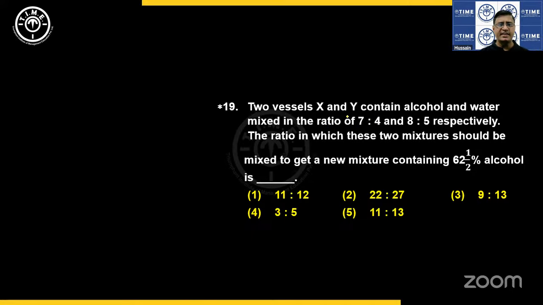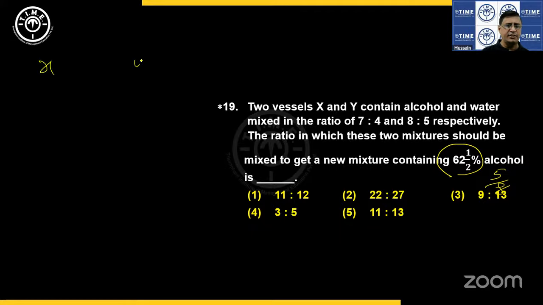Two vessels X and Y contain alcohol and water in the ratio 7:4 and 8:5 respectively. In what ratio should these two mixtures be mixed to get a new mixture containing 62.5% alcohol? 62.5% alcohol means 5/8.